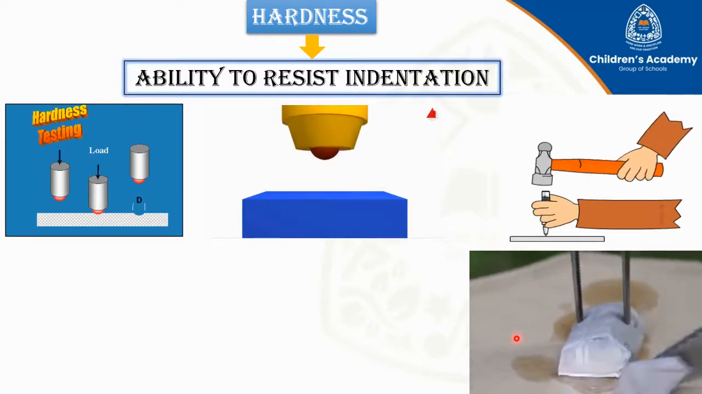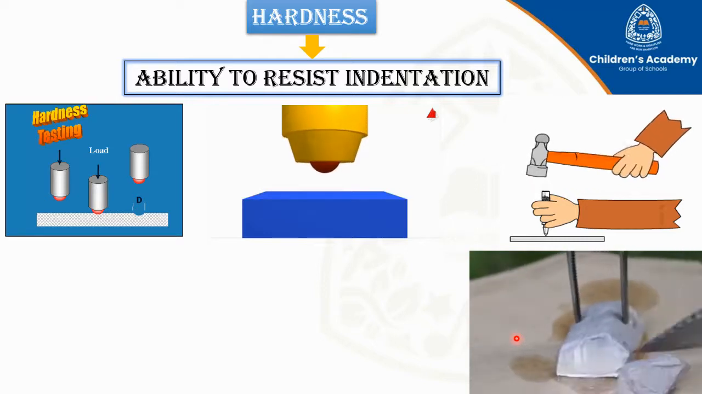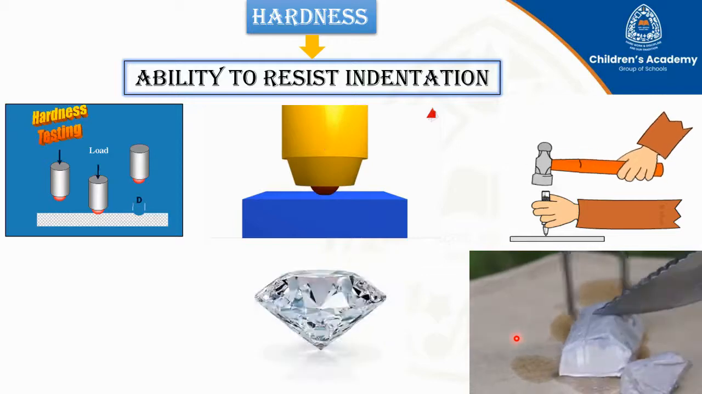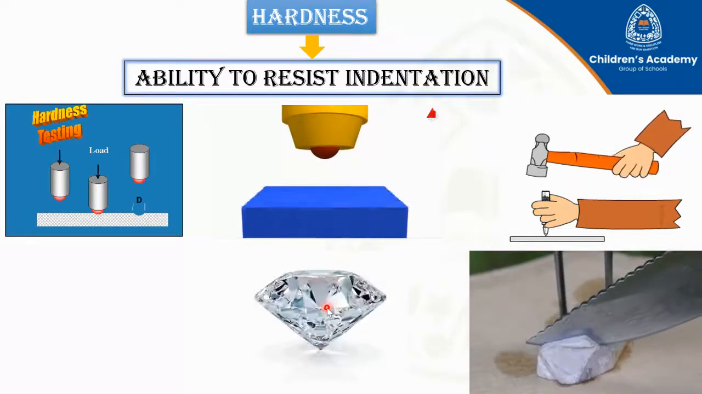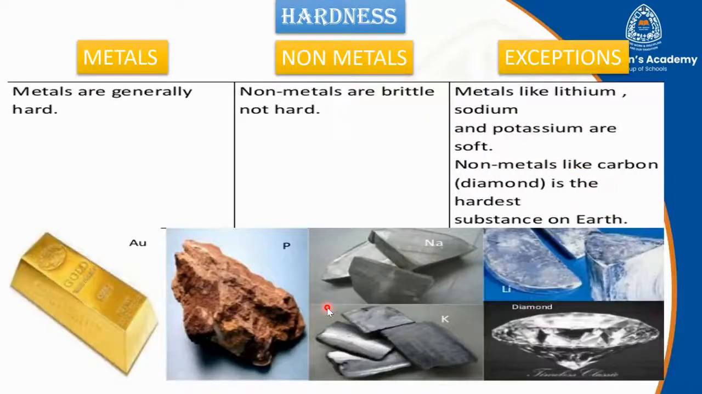in hard metals. Non-metals are soft solids, liquids, gases. As a result, they do not show hardness except for diamond. Diamond is the hardest substance known. Note down the points in this way.